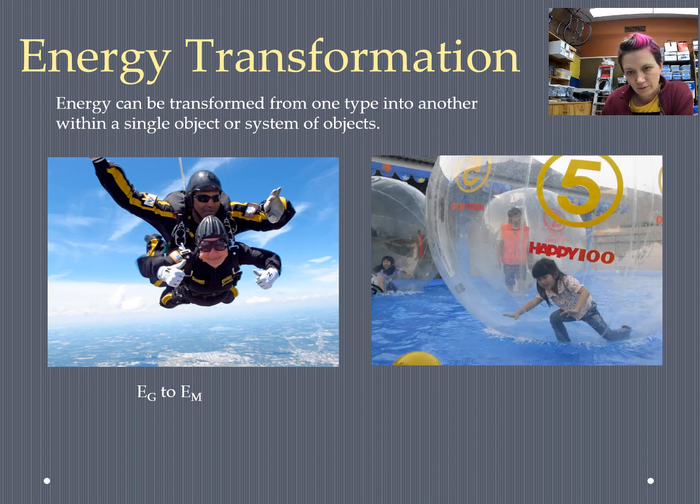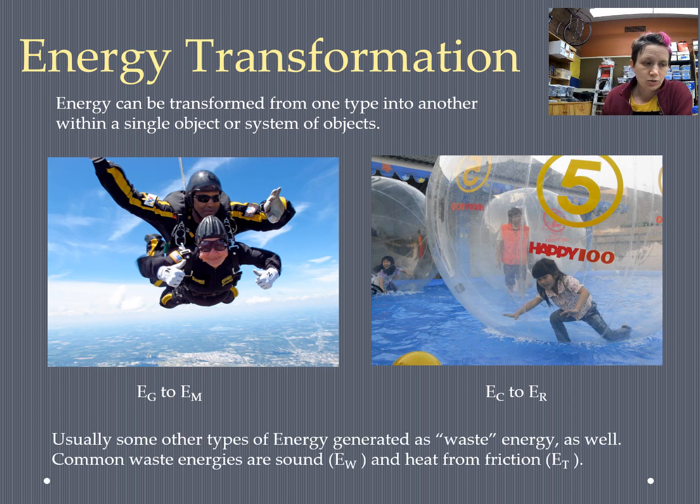Or in the example of this child in this Zorb in a swimming pool, right? If you consider the entire system to be the child and the ball, then we start off with chemical energy that she has from eating food, and as she runs, that ball spins in place, it turns from her chemical energy into rotational energy of her system as that Zorb essentially spins.